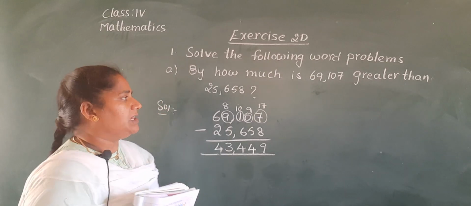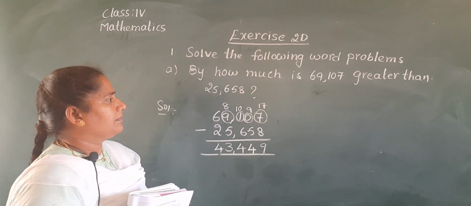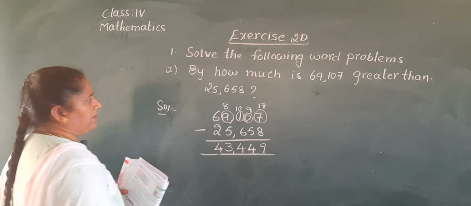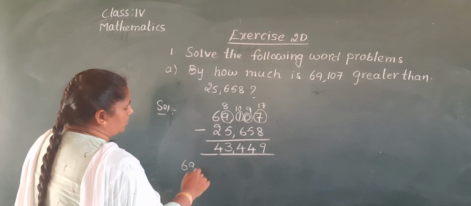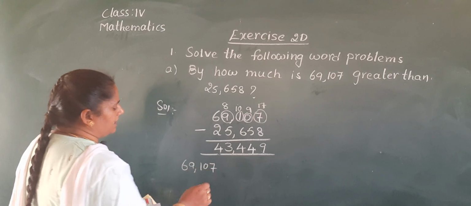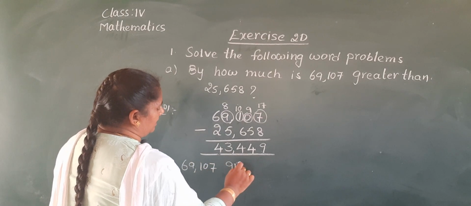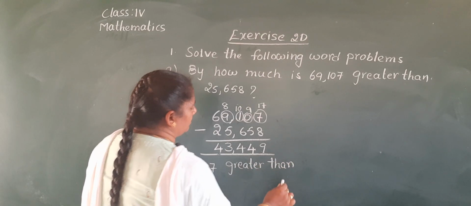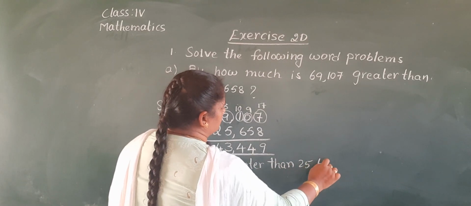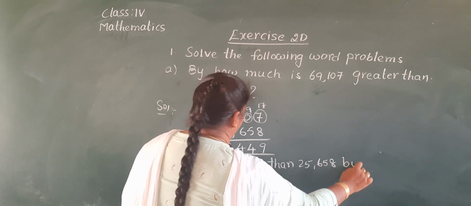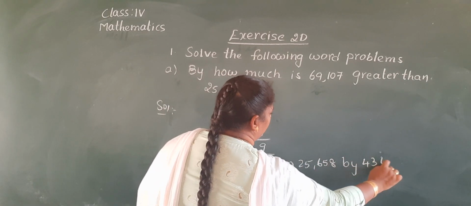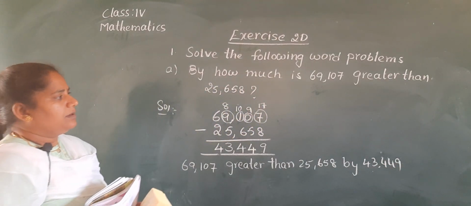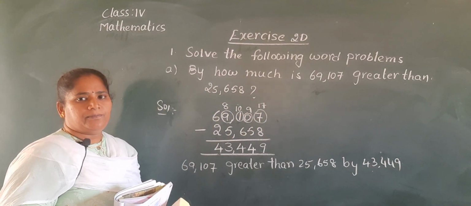Come on, note this down, children. So in the statement we write: 69,107 is greater than 25,658 by 43,449. Okay? Note down in your classwork, all of you.